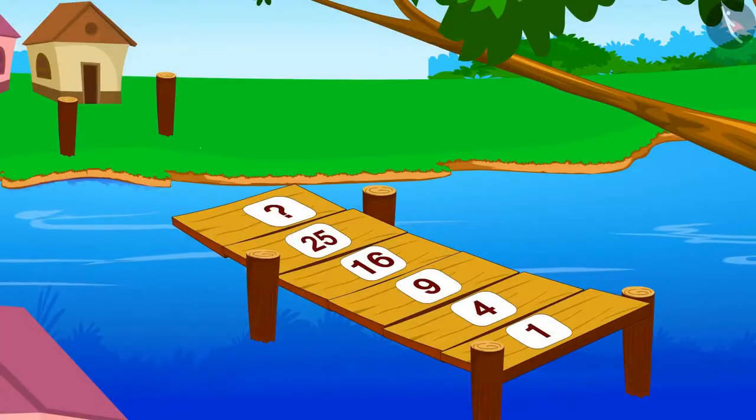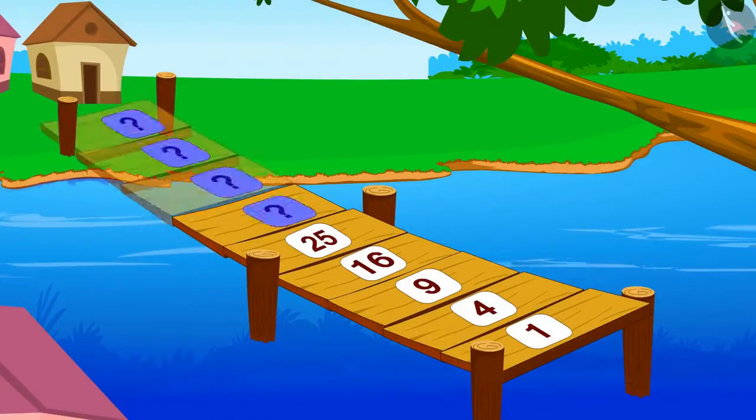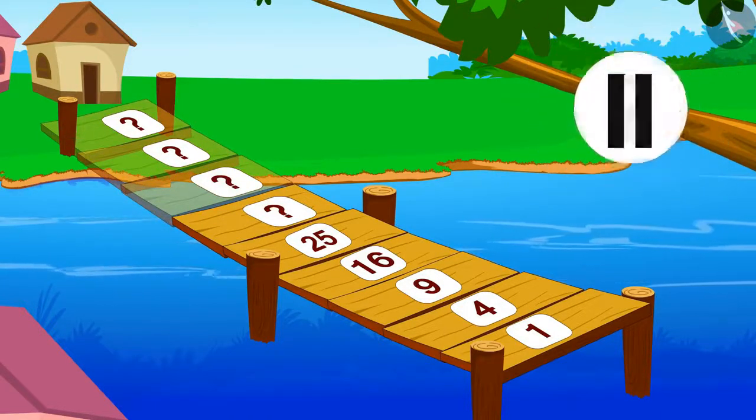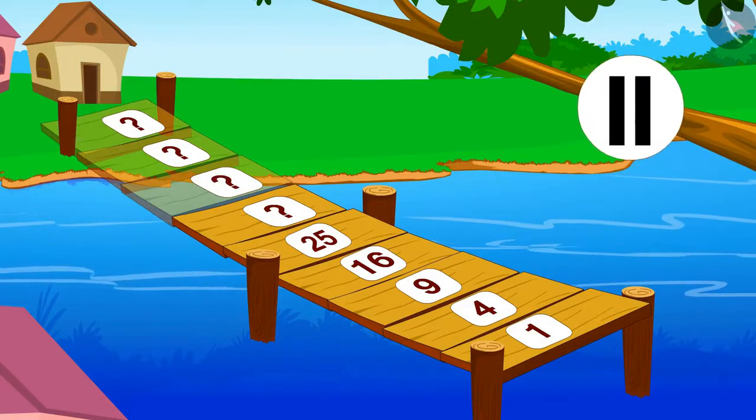Children, can you also find the numbers of these 4 remaining planks of the bridge? If you wish to, you can stop the video and find the solution.